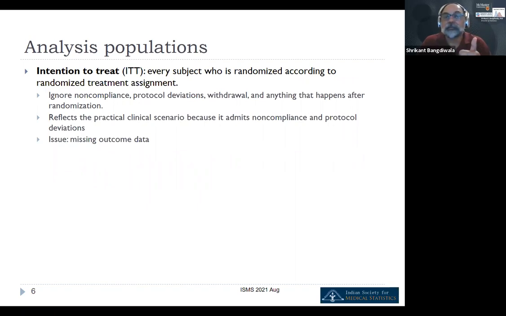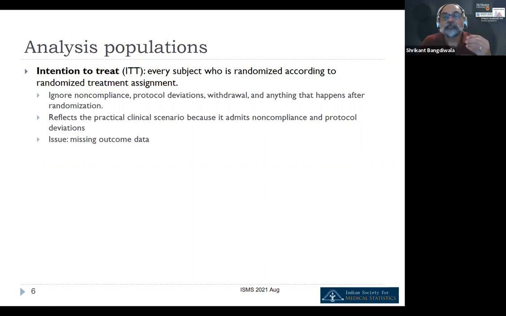Maybe people did not comply with the protocol, did not adhere to the interventions. Maybe your staff did not follow the protocol properly. Maybe subjects withdrew or something happened. But anything that happens after randomization is not considered. You intended to treat people with whatever you assigned them to, and that's how you analyze it.